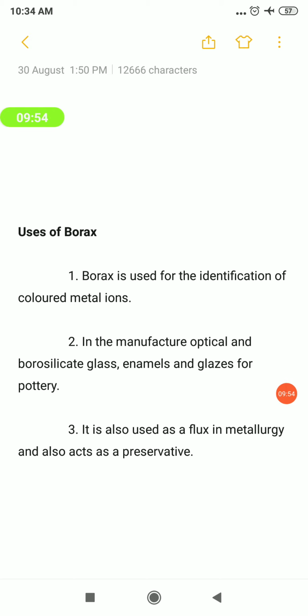These are the uses of which one? The borax. With this the borax is completed. Preparation we have seen, properties we have seen, and finally uses also we have seen. Okay, students, is it clear? Do you have any doubts? Okay, take your textbook, write and learn. Okay, thank you.